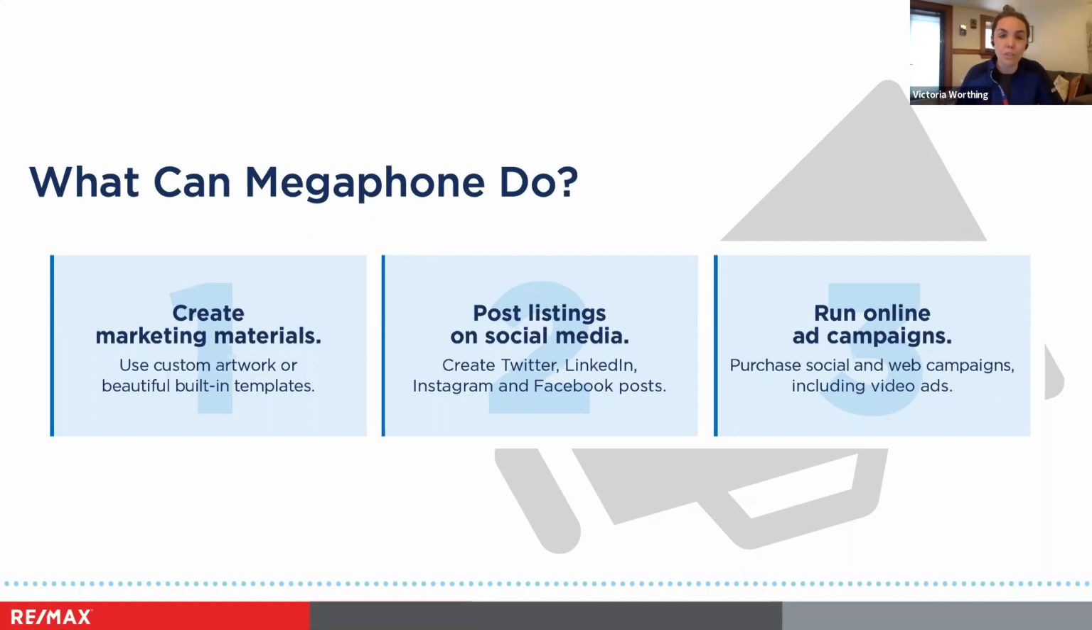Next, the goal is to post your listings on social media. We know that consumers are going to social media sites more than any other type of websites and spending more time on social media than anywhere else online. So we want to make sure that we built this platform to help position your listings on those social sites where consumers are spending so much of their time. That can include Twitter, LinkedIn, Instagram, Facebook, Google, and I'll show you how you can promote your listings across these various sites using both advertising and social posts.